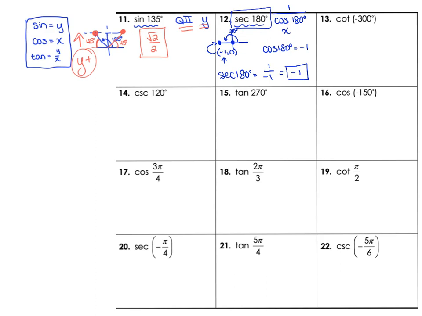All right, next one is cotangent of -300. Now remember, tangent is sine over cosine. So cotangent is going to be the reciprocal, 1 over that, or cosine over sine. So to find this trig function, I have to know not just one of the two, but I have to know both sine and cosine. So let's figure it out.